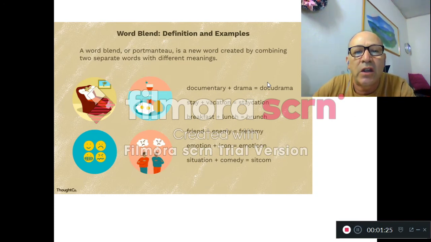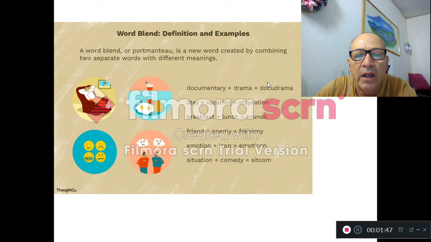Let's go to see the third sample. We have two different words with different meanings. Breakfast and lunch. The result is brunch. Friend and enemy. Those two words have different meanings. The result is frenemy. Emotion and icon. We put that together and the blend of the words is emoticon. Situation and comedy. The blend of those two words is sitcom.